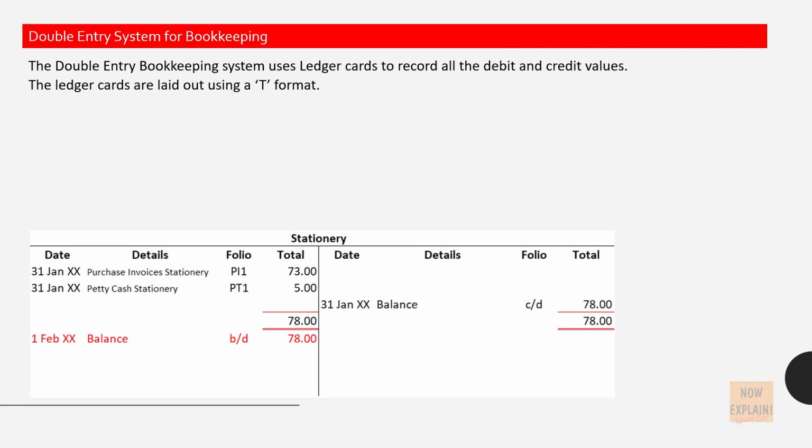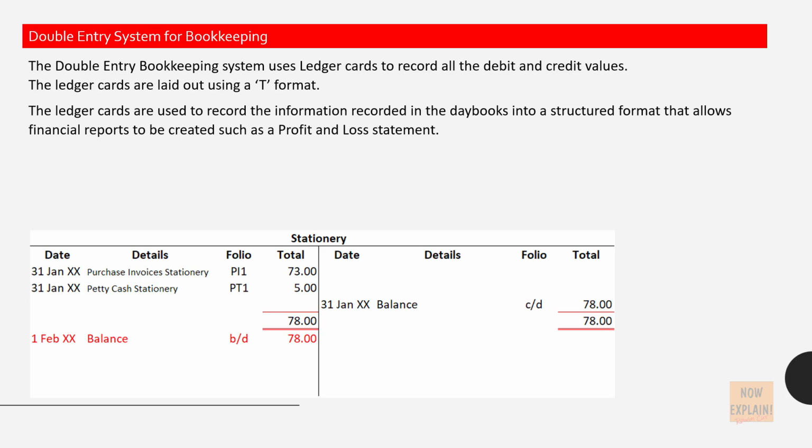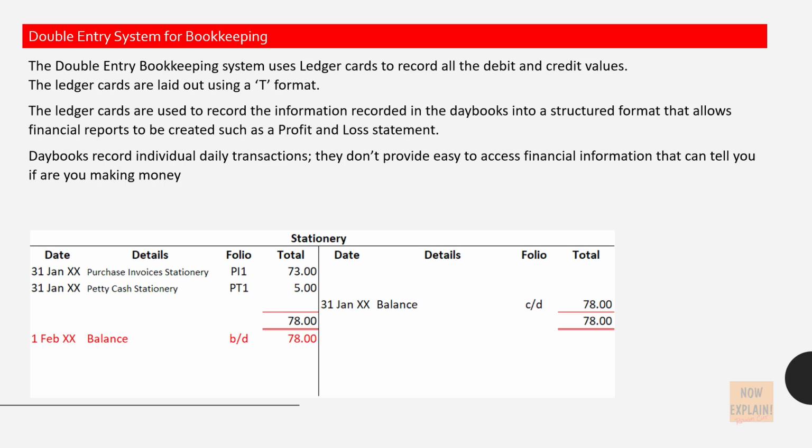The double entry bookkeeping system uses ledger cards to record all the debit and credit values. The ledger cards are laid out using a T format. The ledger cards are used to record the information recorded in the daybooks into a structured format that allows financial reports to be created, such as a profit and loss statement.